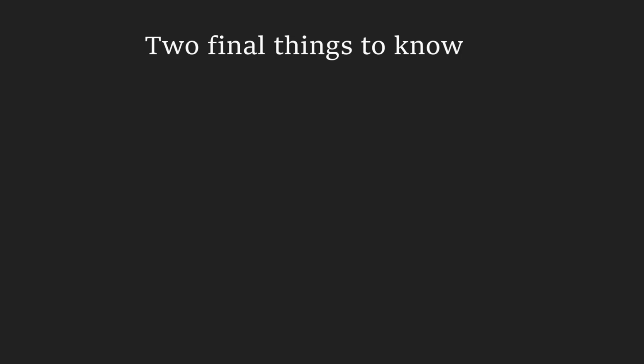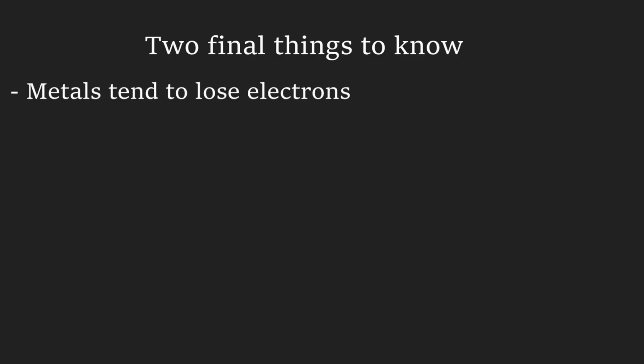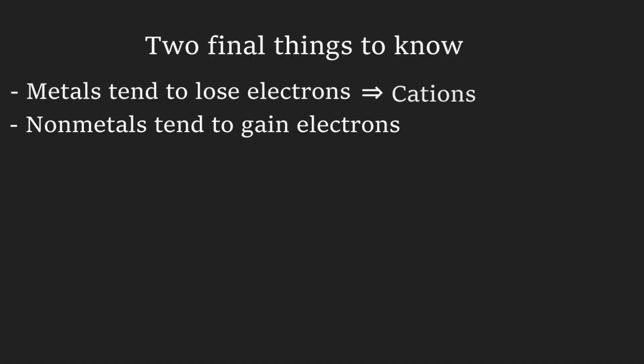There are two final things to know about anions and cations. The first is that metals tend to lose electrons and become cations, while nonmetals gain those electrons to become anions. Going back to our example with the table salt, sodium, which becomes a positively charged ion, so a cation, is classified as a metal. Chlorine, on the other hand, is a nonmetal and gains the electron to become an anion when it interacts with sodium.